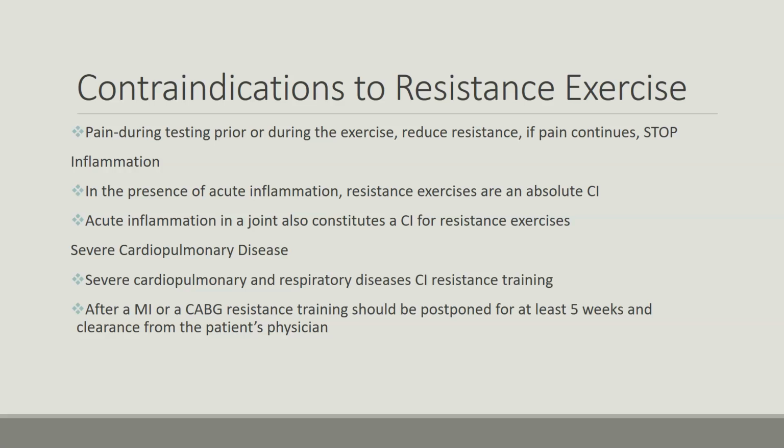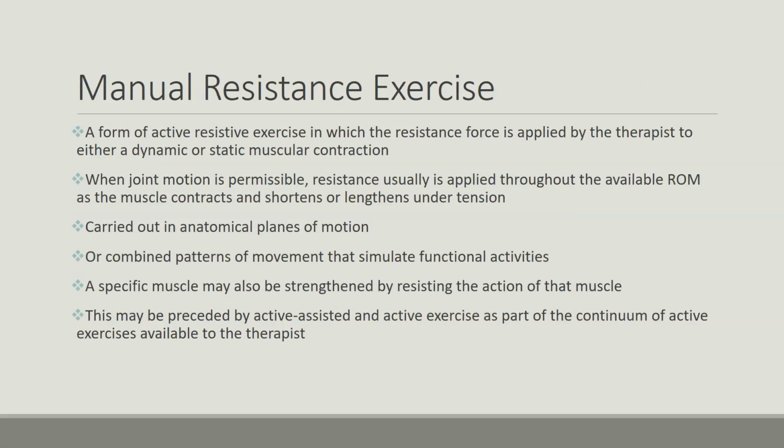Severe cardiopulmonary and respiratory diseases are a contraindication to resistance training. If your patient has had an MI or a heart attack or a CABG, which is a bypass, resistance training should be postponed for at least 5 weeks. And of course, you're waiting for clearance from the patient's physician. You do not make that decision yourself.